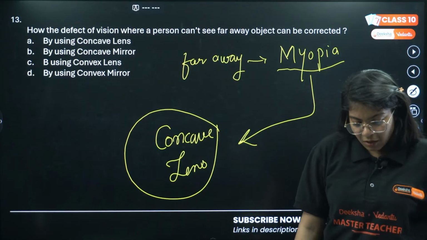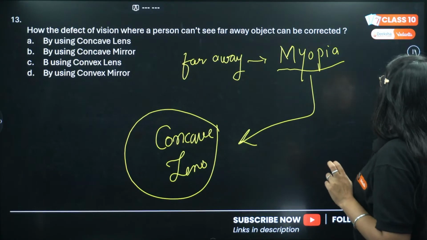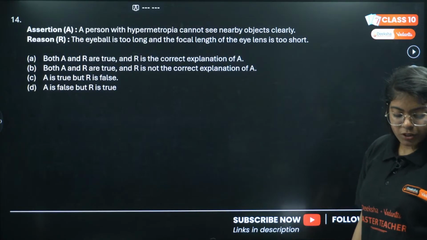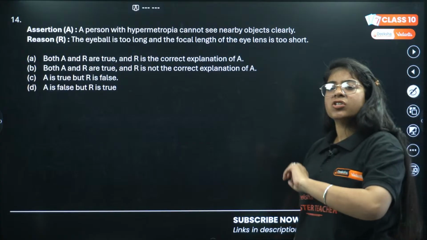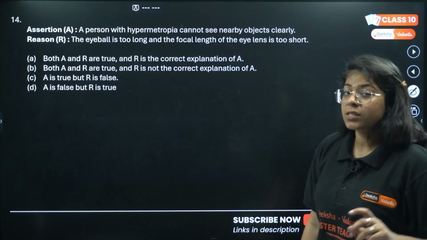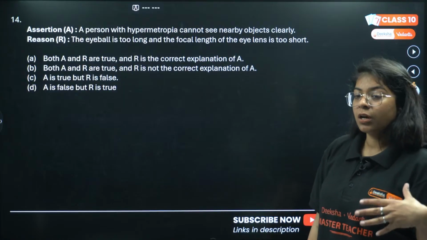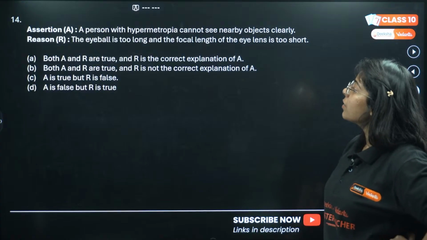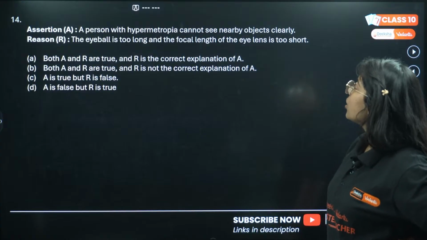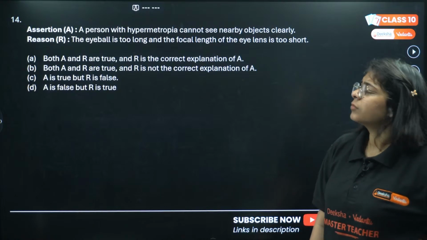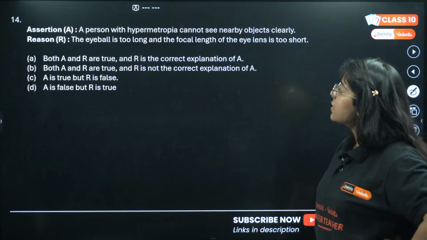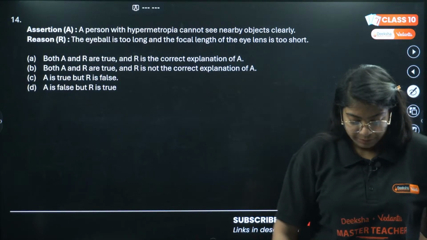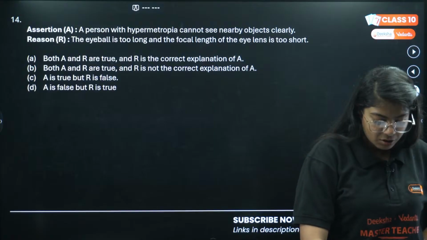Correct? Okay, moving on to the 14th question. It is an assertion reason question. There is a very high chance that you can get assertion reason questions from this human eye chapter. The question is: a person with hypermetropia cannot see nearby objects clearly. The reason says the eyeball is too long and the focal length of the eye lens is too short. Is this correct or not?